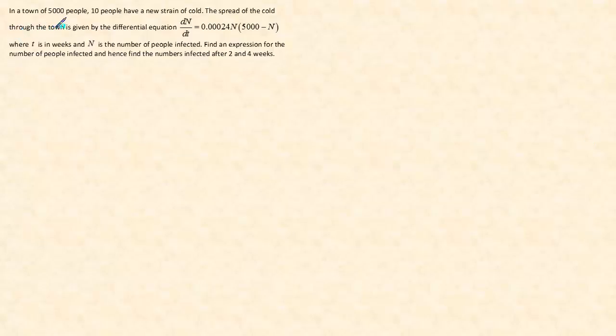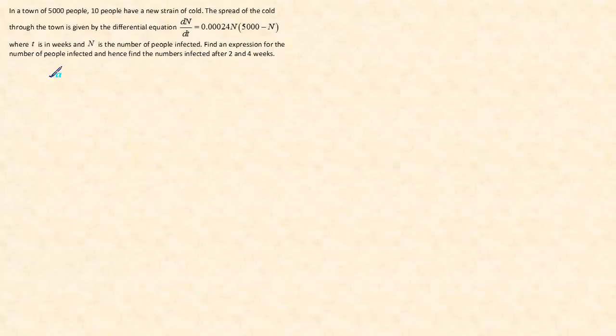In a town of 5,000 people, 10 people have a new strain of cold. The spread of the cold through the town is given by the differential equation dn/dt = 0.00024 n (5,000 − n), where t is in weeks and n is the number of people infected. Find an expression for the number of people infected, and hence find the number infected after 2 and 4 weeks.